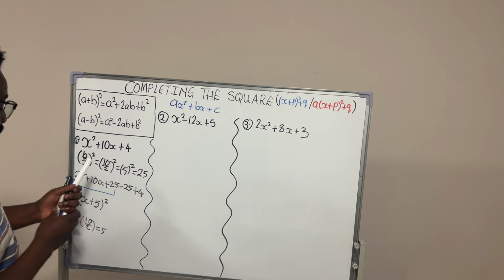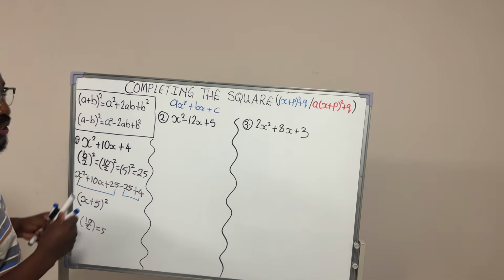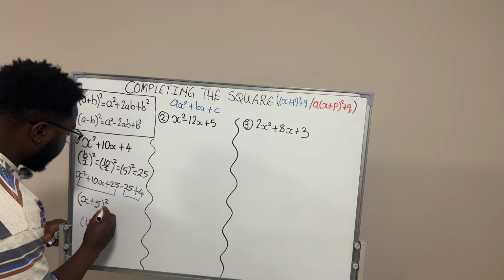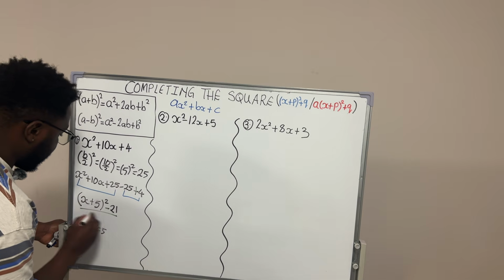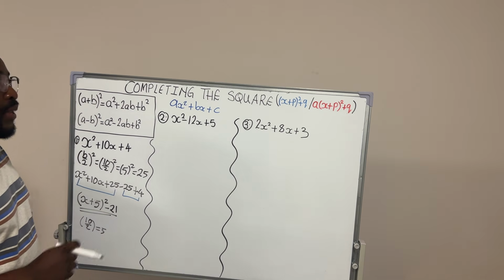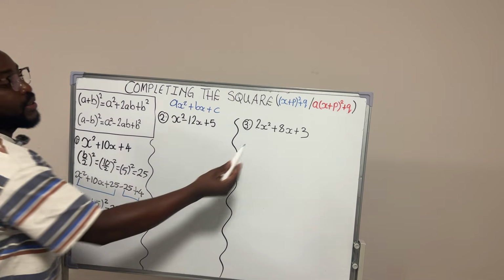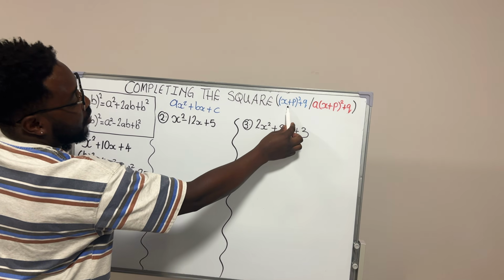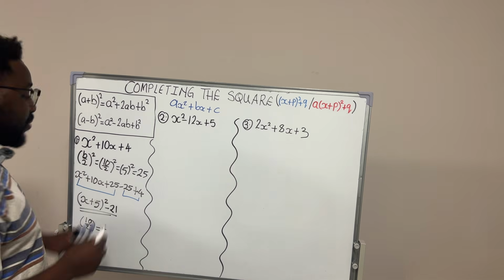Okay, so now let us deal with our remaining two terms over here, right? Negative 25 plus 4, that gives us what? Negative 21. So there we go. We have completed the square. And if we look at our solution over here, it's in this completed square form right here, yes? With a leading coefficient of 1. Okay, so now let us look at question number 2.